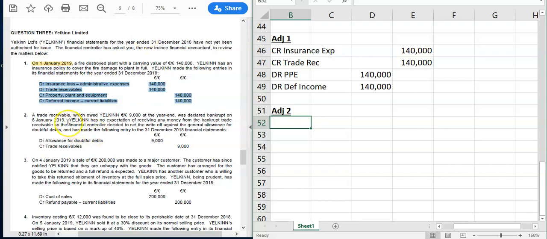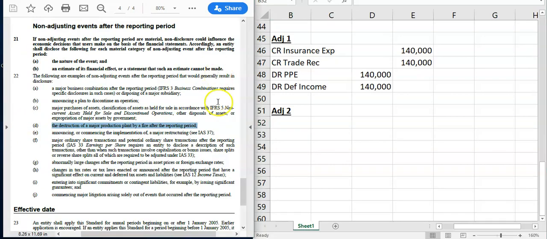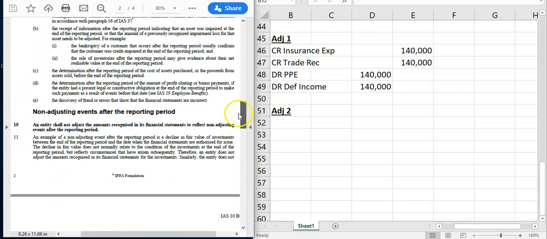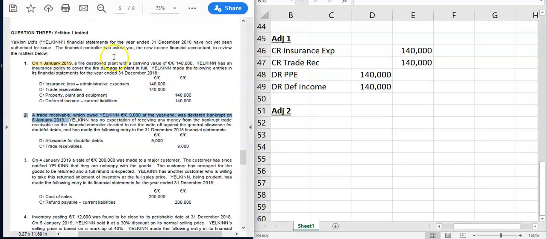And although they were declared bankrupt on the 8th of January, this is a common example in IAS 10 as well. If we go back up to the examples of adjusting events, what you will see here, the receipt of information after the reporting period indicating that an asset was impaired at the end of the reporting period. For example, bankruptcy of a customer that occurs after the reporting period, i.e. on the 8th of January, which we have, usually confirms the customer was credit impaired at the end of the period. So that's an adjusting event under IAS 10. See paragraph 9, paragraph 10. So what we're saying there is they should be adjusted, but the adjustment was wrong.